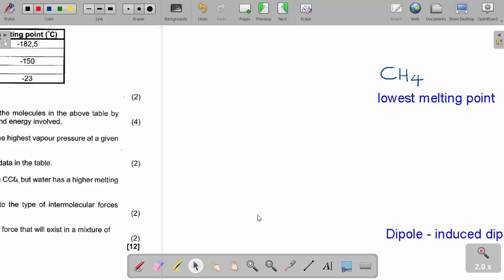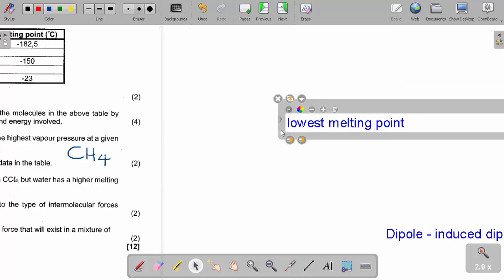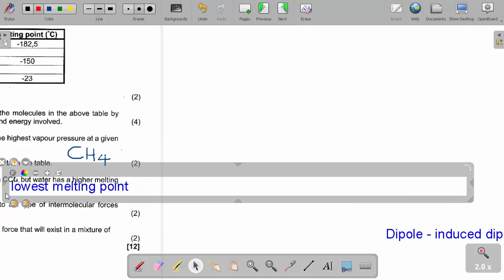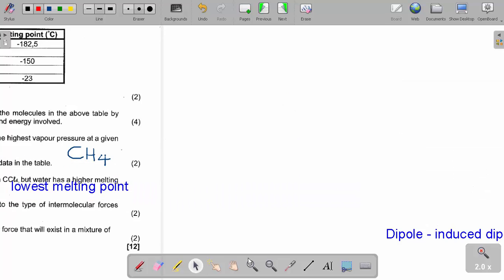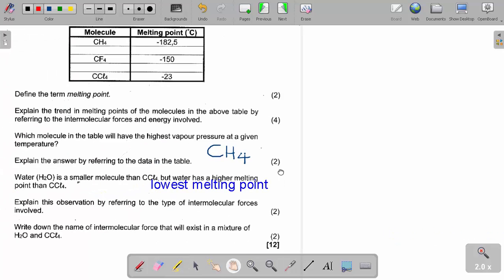It's going to be methane, which is CH4, because it has got the lowest melting point. The answer is methane. Okay, why? Because it has got the lowest what? Melting point. All right, hope we are still together. Let us proceed. Next.